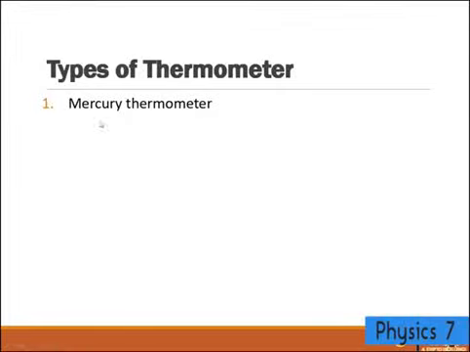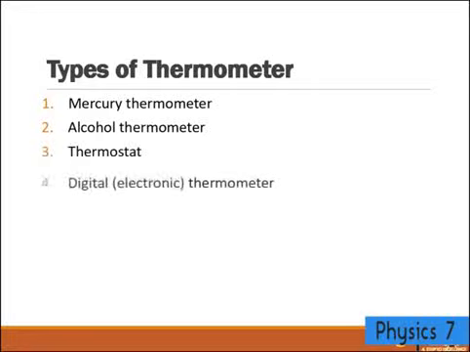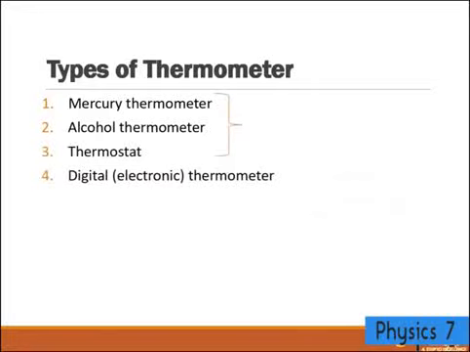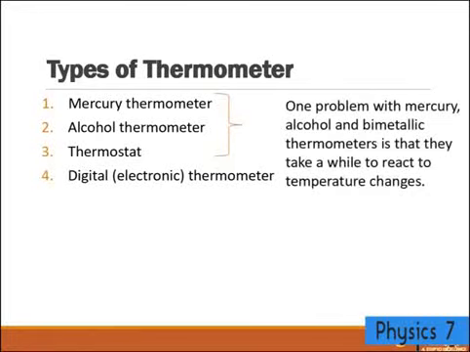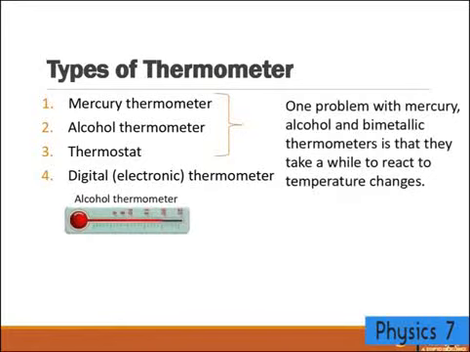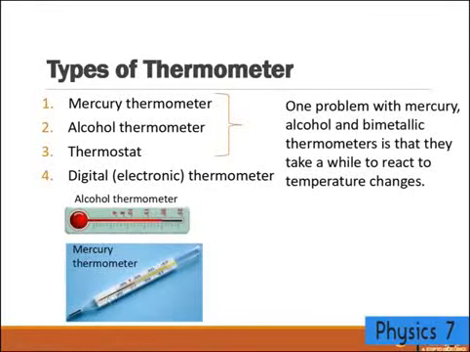Now, as we mentioned, there are different types of thermometers, and we're going to have a look at the various types of thermometers in some detail. So let's start off by looking at the first one, which is a mercury thermometer. Now, mercury thermometers work on the basis of thermal expansion of mercury, and the mercury expands with increased temperature.